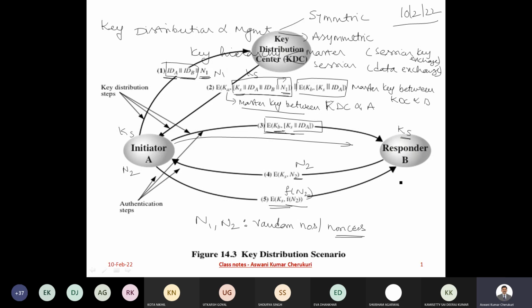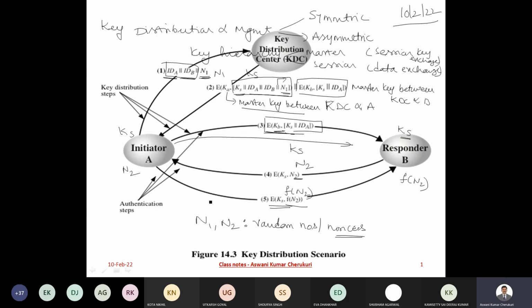So B receives it, B decrypts it, of course, with the help of KS, and B gets f of N2. Now the point is, up to steps 1 to 3, what is the purpose? The purpose of steps 1 to 3 is to establish KS.